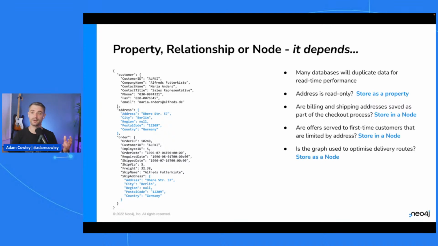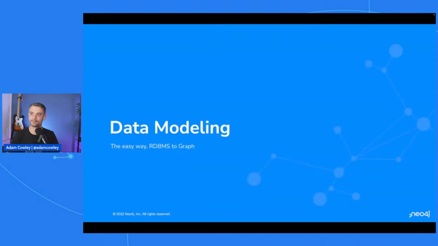Cool. And then again, is this address part of a larger graph? Are we using the graph to optimize delivery routes? Okay, so this is a node as part of a larger network. Maybe the address, the actual physical location of the house, is connected to other houses, and we use that to optimize the delivery routes. In which case, we store that as a node. Cool. So that was the way that I like to do things.